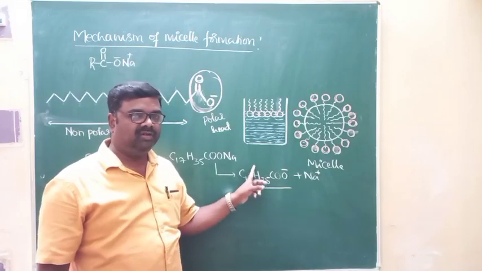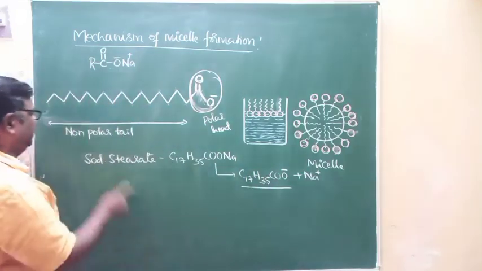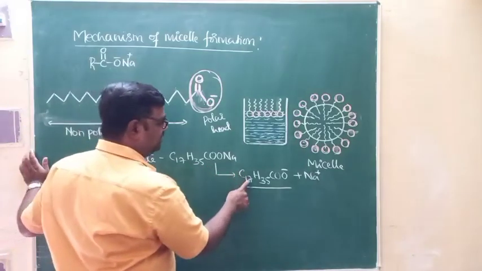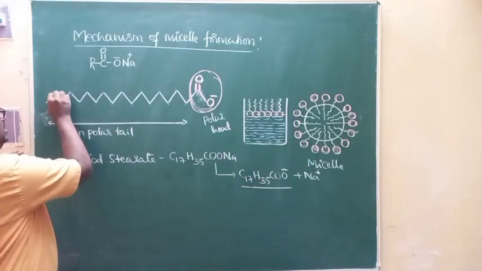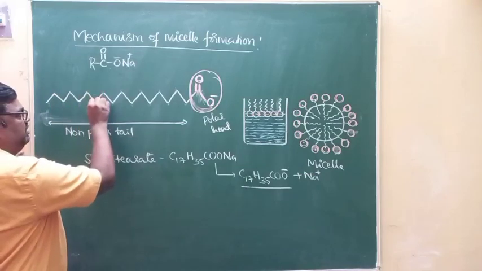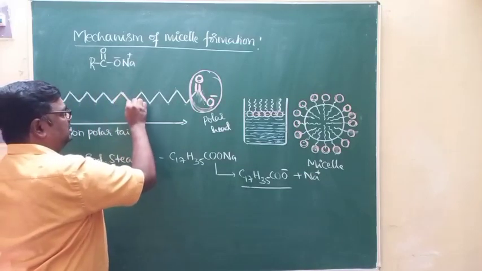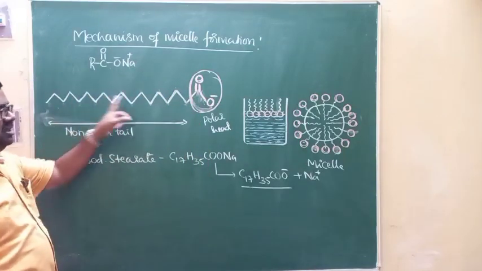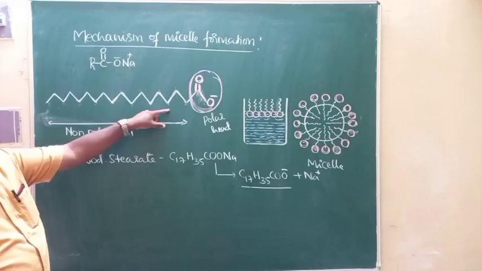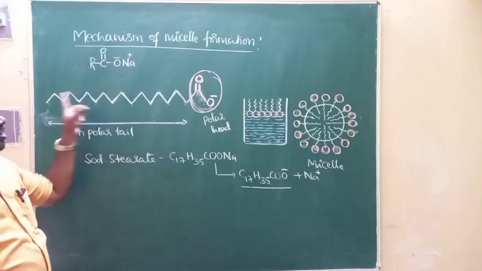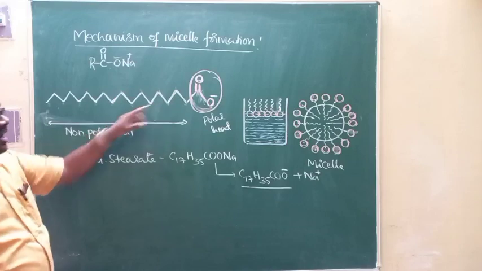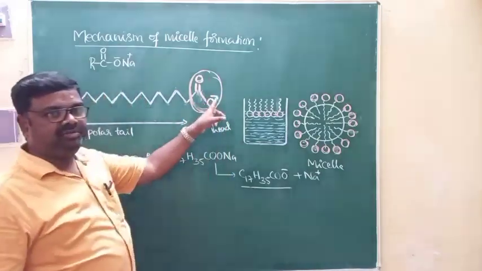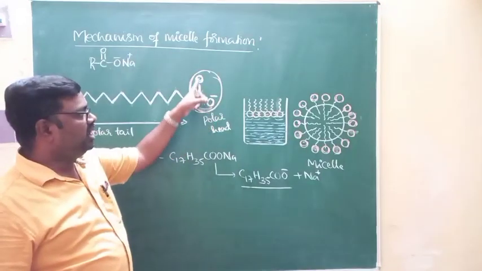This stearate ion from the soap molecule is characterized by a non-polar tail, that is the hydrophobic part. Look at this C17H35. This is a chain of 17 carbon atoms, and this chain of 17 carbon atoms is the non-polar tail of the stearate ion, or the non-polar tail of the soap molecule. And COO minus constitutes the polar head of the stearate ion, or the polar head of the soap molecule.